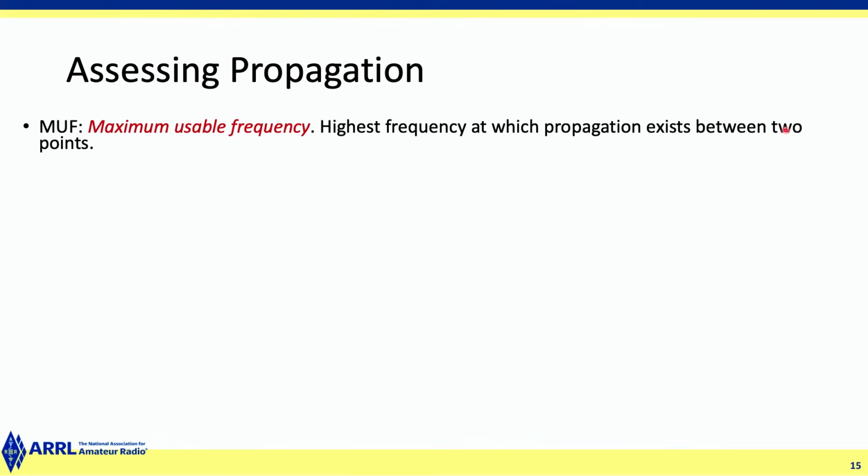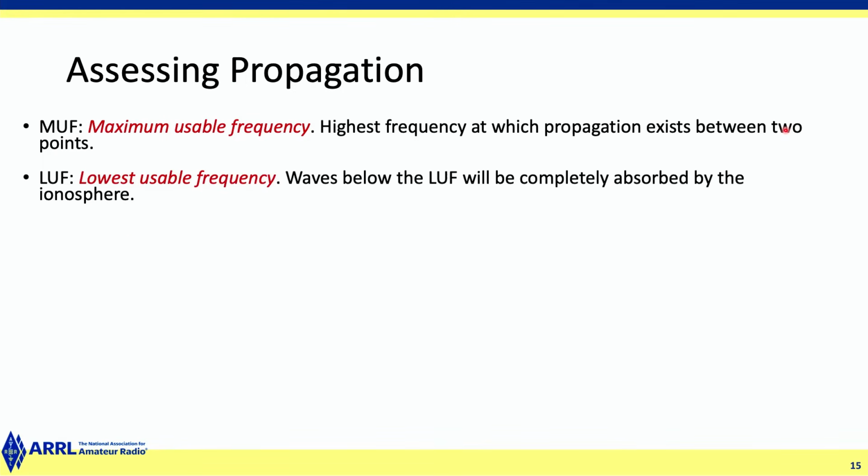below 40 meters. So I could probably work them on 80 meters or 60 meters, but certainly not be able to work them on 20 meters or 10 meters. But the maximum usable frequency going from here to Rhode Island was 30 megahertz, so I could work them on 10 meters without any problem. So the maximum usable frequency is the highest frequency at which propagation exists between 2 points.